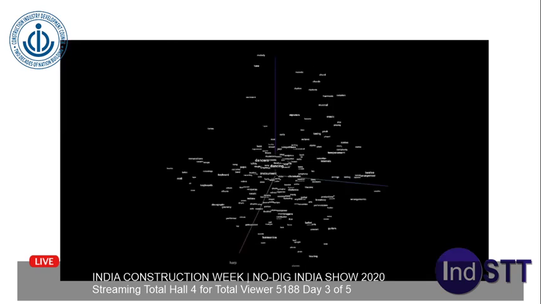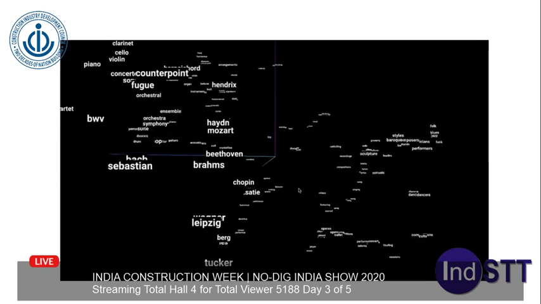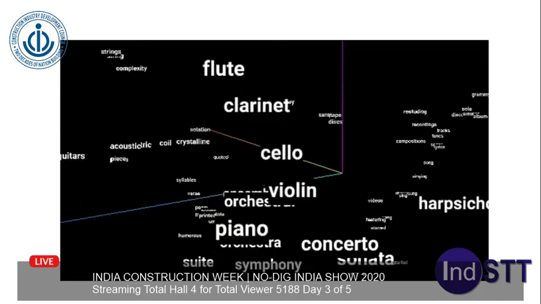We can also look closely at smaller sets of words. If we search piano, we can run t-SNE only on words related to piano. We get clusters of composers, genres, musical instruments, and more. And this approach doesn't just work for words.